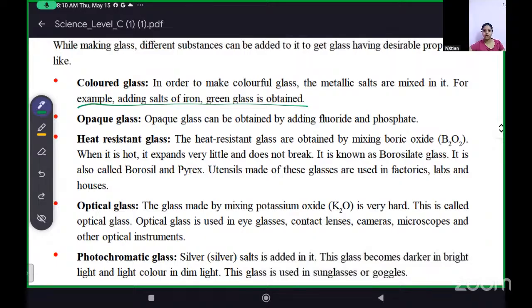So, how are they obtained? By adding metallic salts.